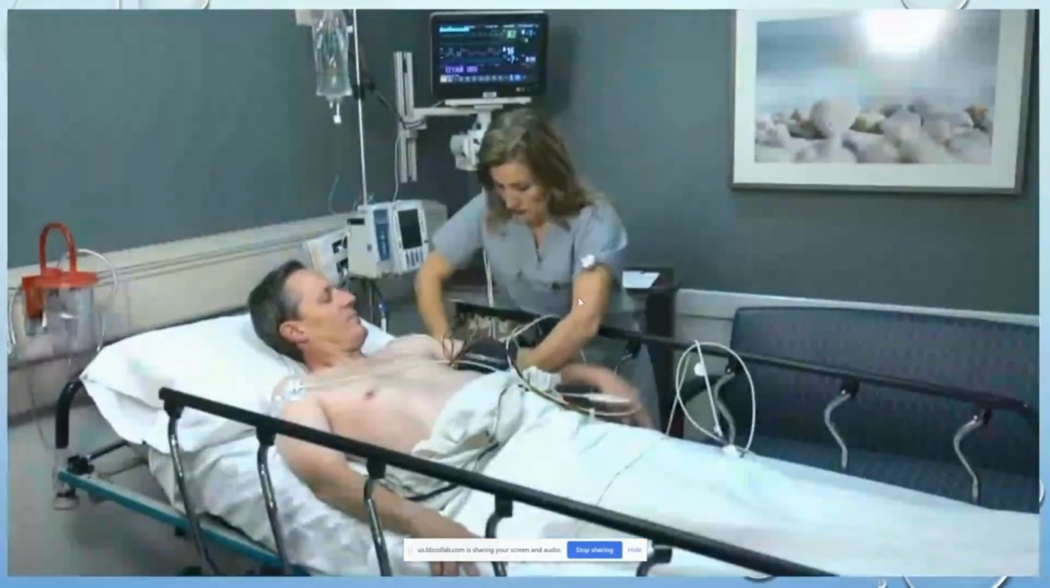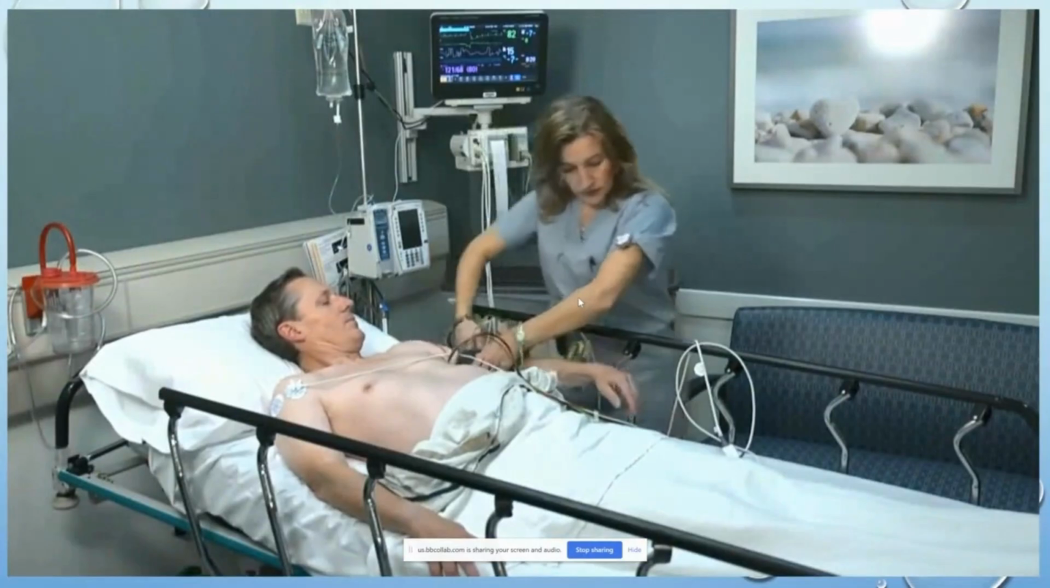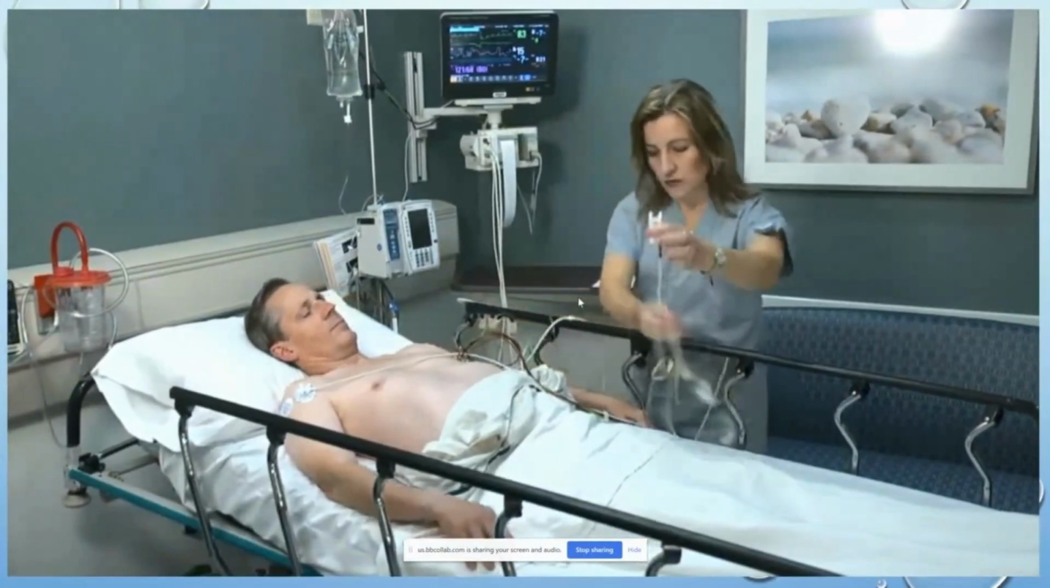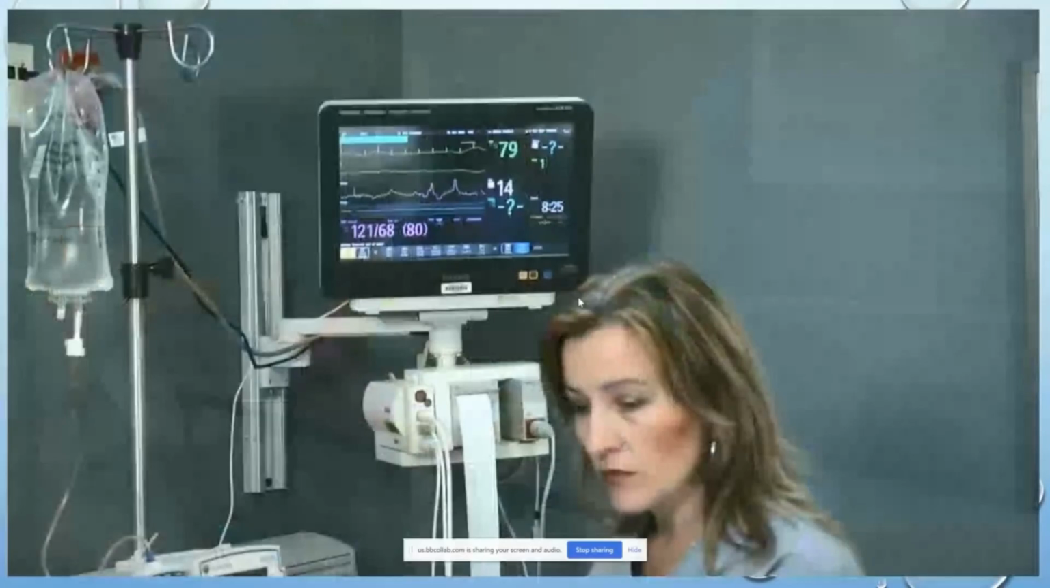On the day of the catheterization, you will come to a prep room to get ready. Here, you will meet the cath lab staff. You will be asked a few more questions to recheck your health history. You will also sign a consent form.